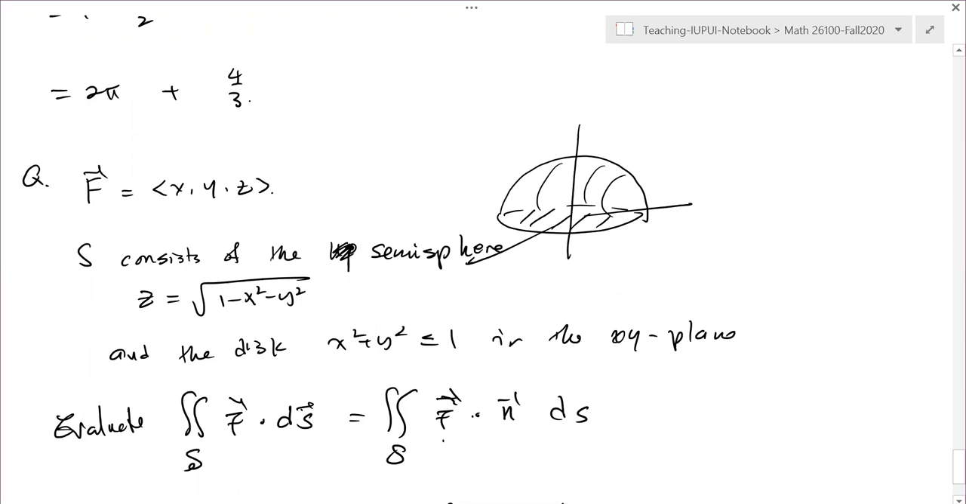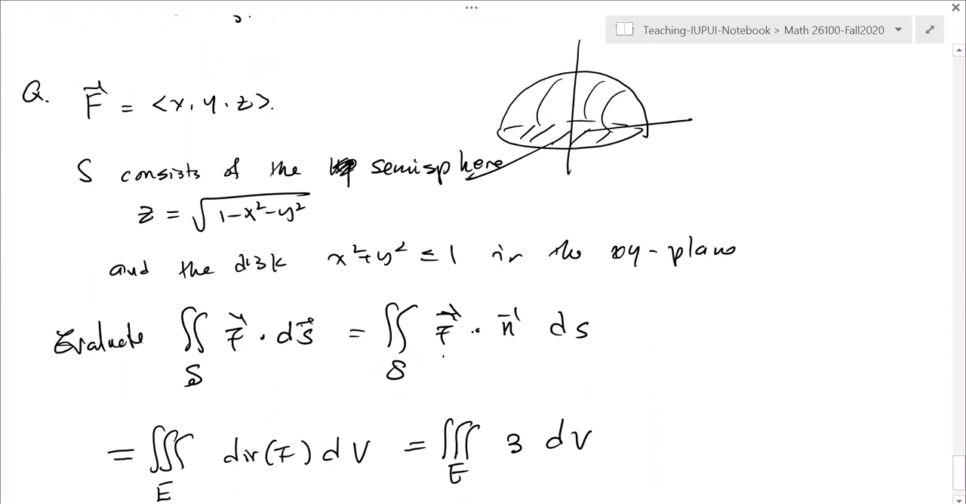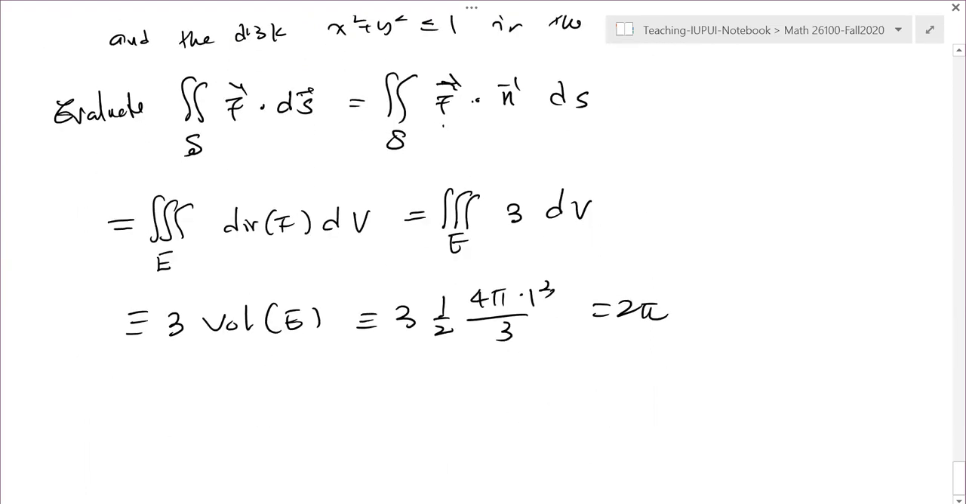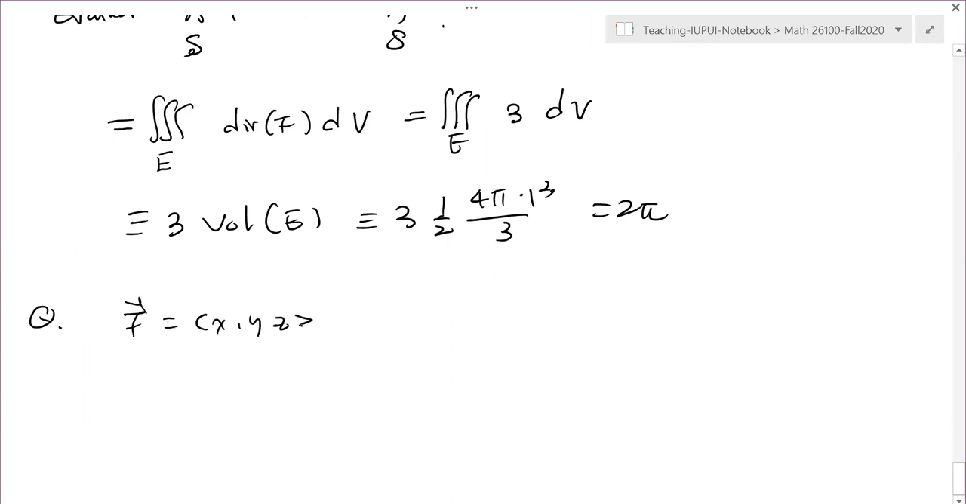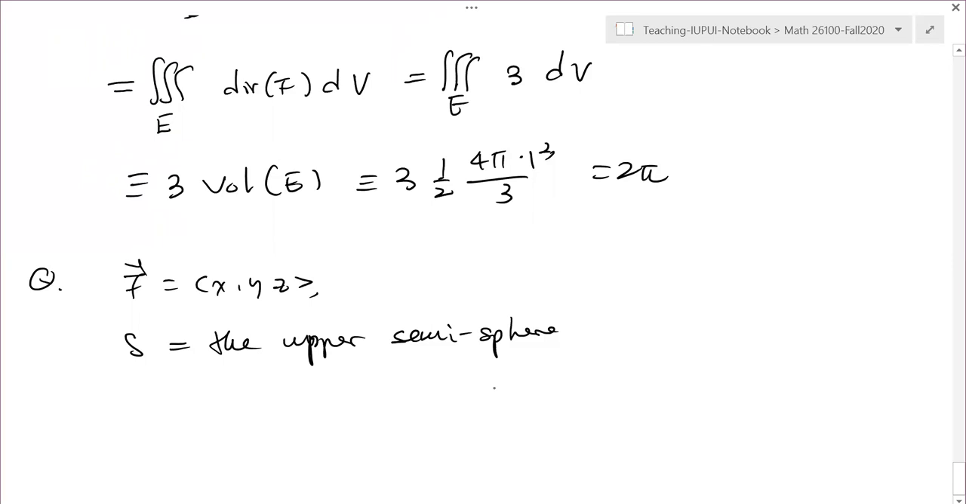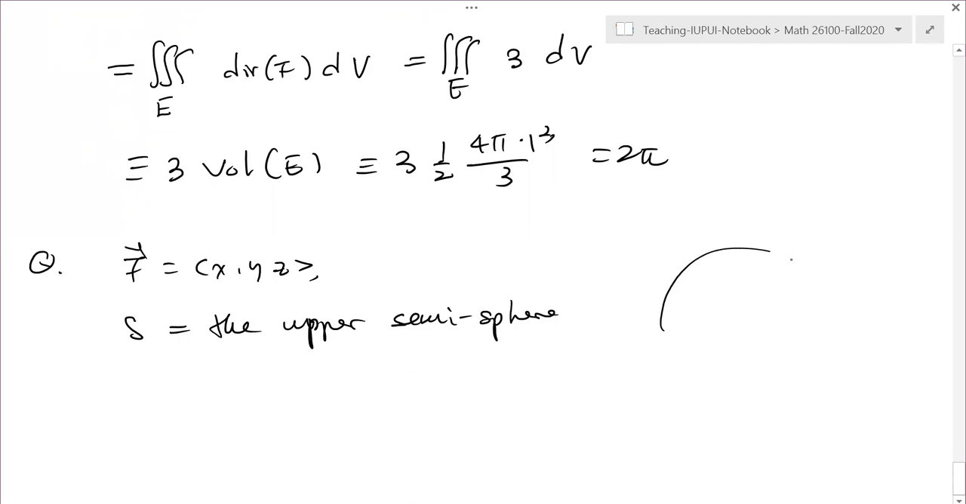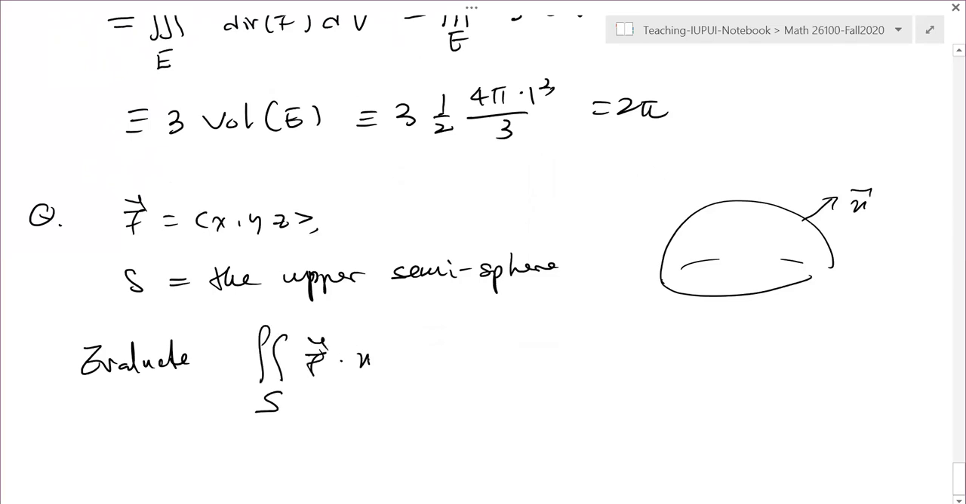So whenever you see a closed surface, you should work on that. Sometimes even if you're not given a closed surface, you still can use this to solve the problem. Okay, I modify this problem. F is still the same vector field, but S is just the upper semi-sphere with a boundary. The orientation is given. So evaluate the surface integral.